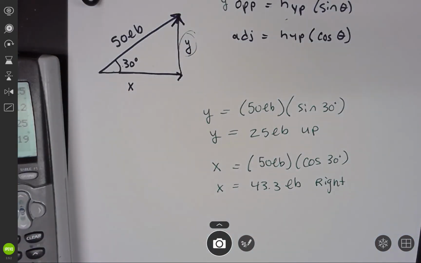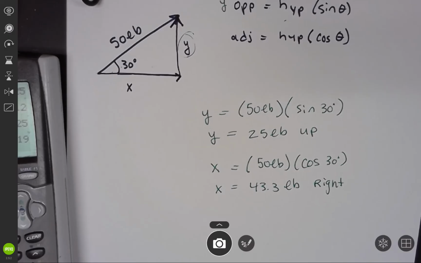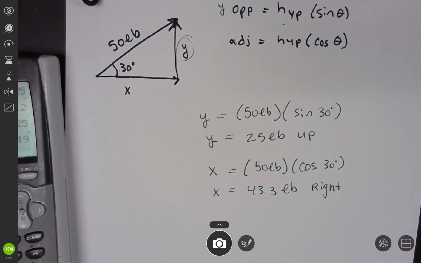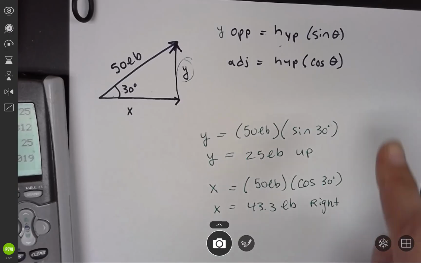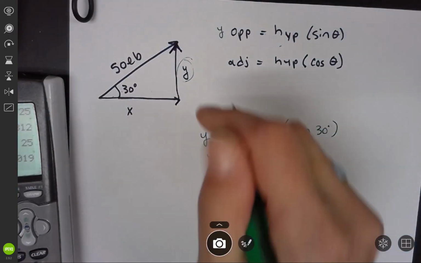And for those of you who think, wow, Mrs. Matthews, your math is not mathing because 25 plus 43.3 does not equal 50. Unfortunately, with vectors, it does. And that's why we had to use these crazy trig functions to find that out. So that is how you will be able to find the sideways and vertical components of any vector of your choosing. So if I were you, I would make sure I understood this part pretty good.